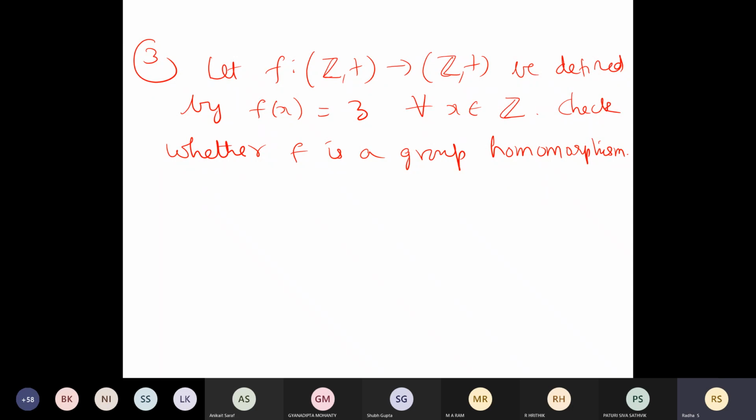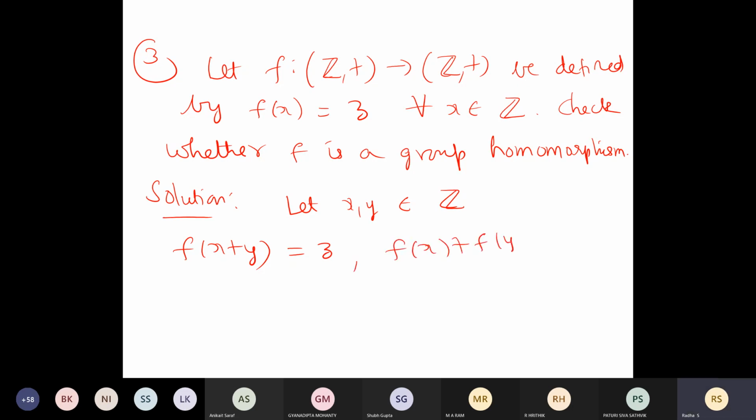Will this be a group homomorphism? No, ma'am. Why? What is the reason? Like f of x plus y is not equal to f of x plus f of y. Okay. So let me take some x comma y in Z. f of x plus y should be equal to what? According to this, any element maps onto 3. So x plus y is also an element of Z that will also get mapped onto 3.